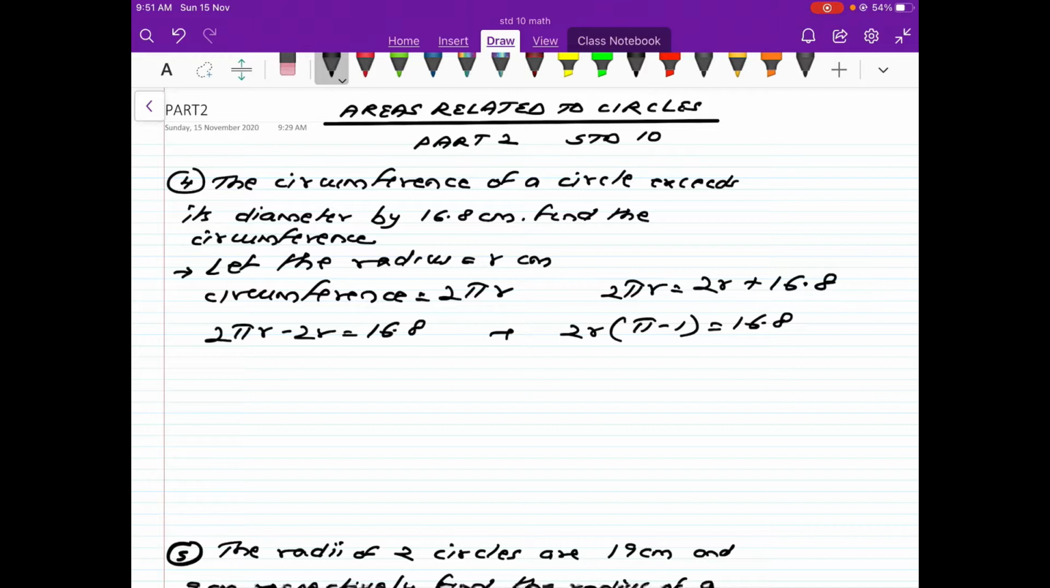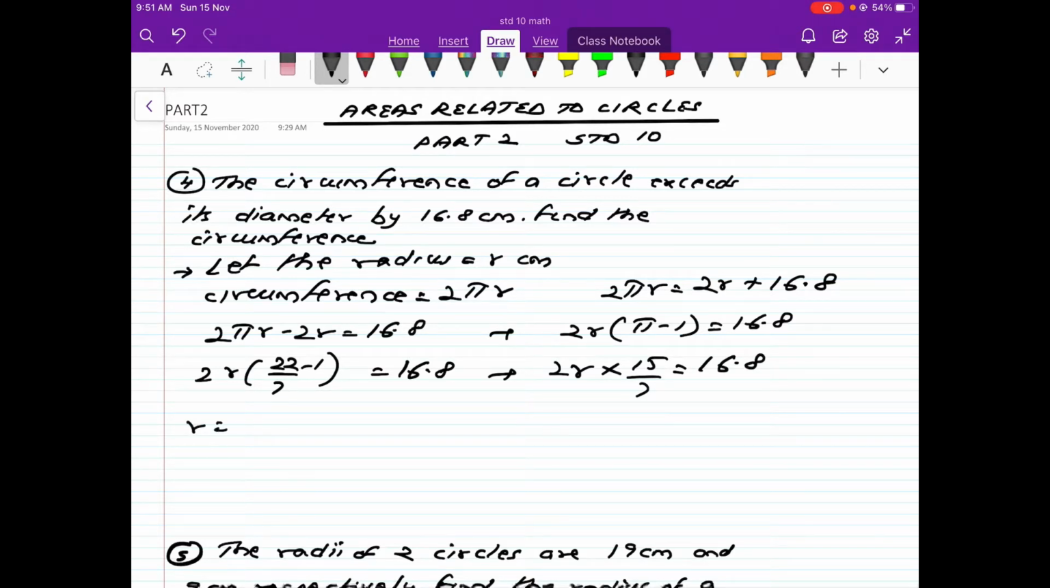So 2r is equal to, value of pi 22 upon 7, minus 1. So this becomes 2r into (22 upon 7 minus 1) is equal to 16.8. So this is 2r into, if you cross multiply, 22 minus 7 is 15, 15 upon 7 is equal to 16.8.